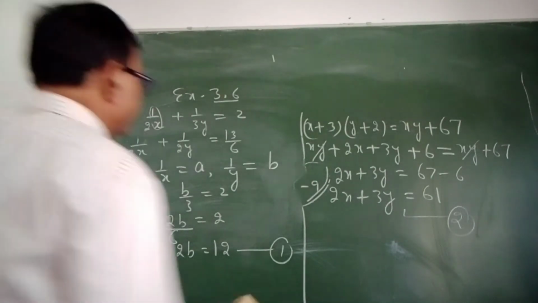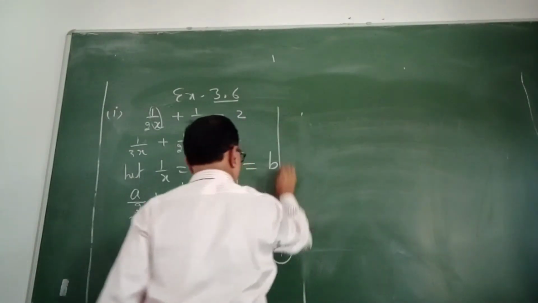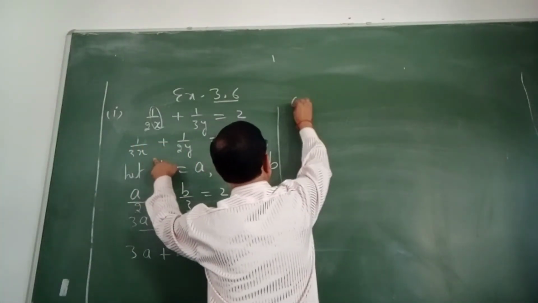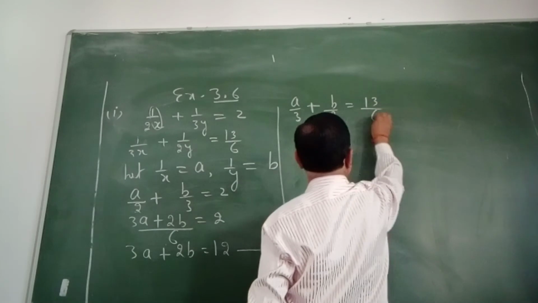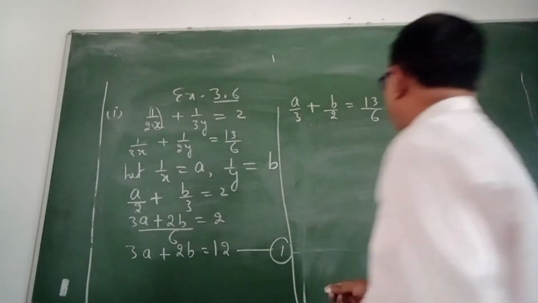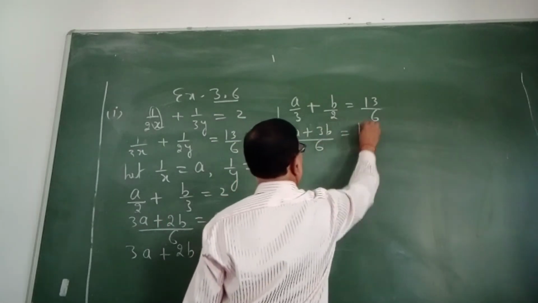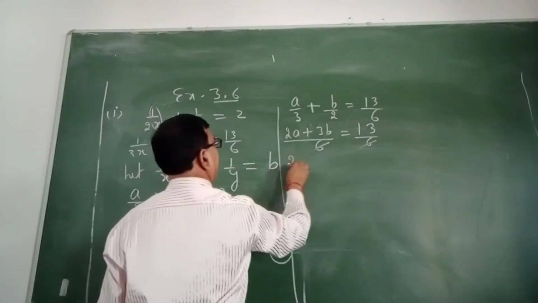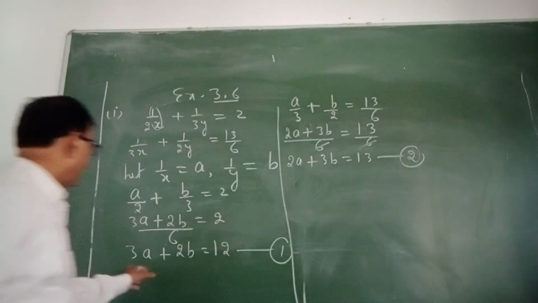Now the second one. If we reduce equation number 2, it is a upon 3 plus b upon 2 is equal to 13 upon 6. This also we reduce. Now solving by LCM: 2a plus 3b upon 6 is equal to 13 upon 6, this cancels here. The equation is 2a plus 3b is equal to 13, equation number 2. So now we have these two equations.